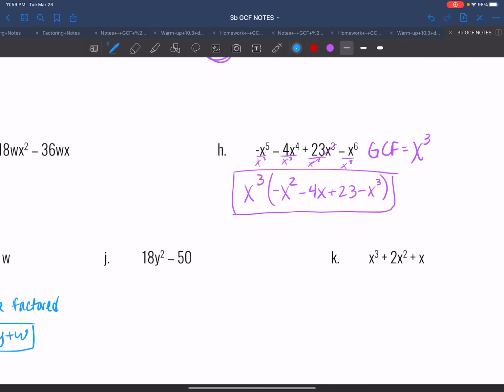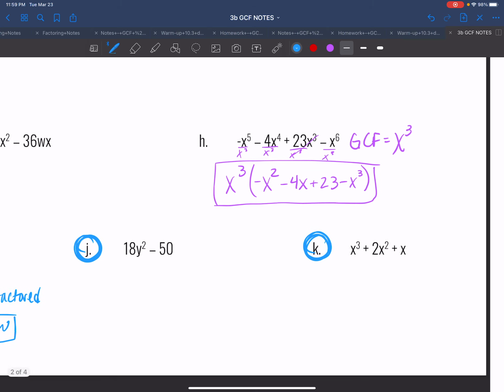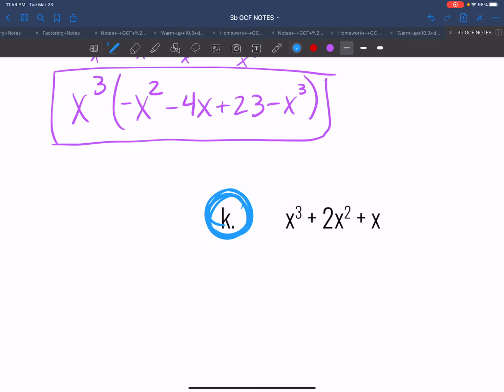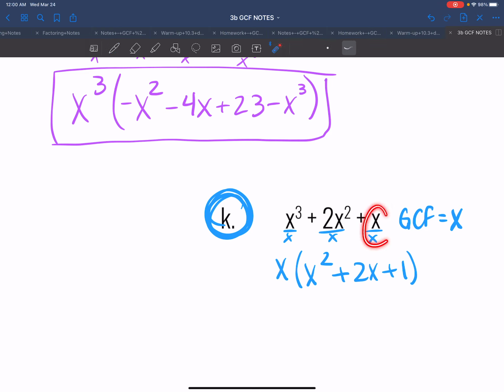Okay, and then J and K are 2 special cases. I'll definitely talk about this again in our next class, but I'm going to look at K first. When we go to factor out the GCF of K, the GCF would be an x. That's what those 3 have in common. So I would put x out in the front, and then when I take that x away, we have x squared plus 2x plus 1. We talked about this being 1 earlier.